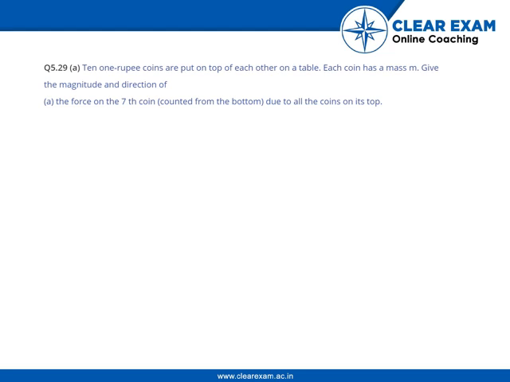10 one-rupee coins are put on top of each other on a table. Each coin has a mass m. Give the magnitude and direction of the following. First, the force on the 7th coin counted from the bottom due to all the coins on top of it.